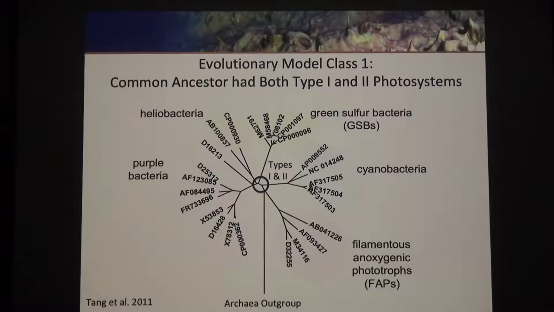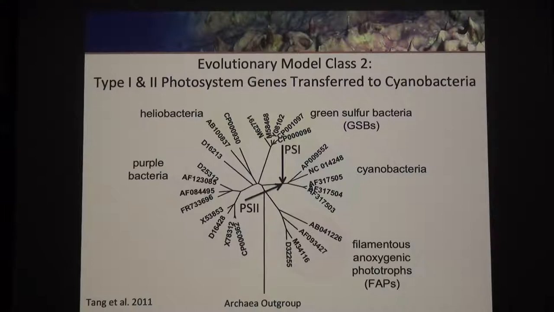Most of us do not think that's likely. There are a few proponents that very strongly push that theory. I think most of the community thinks that probably photosynthesis evolved and maybe got transferred among bacteria, and at some point one photosystem 1 was transferred probably from the green sulfur bacteria to cyanobacteria.